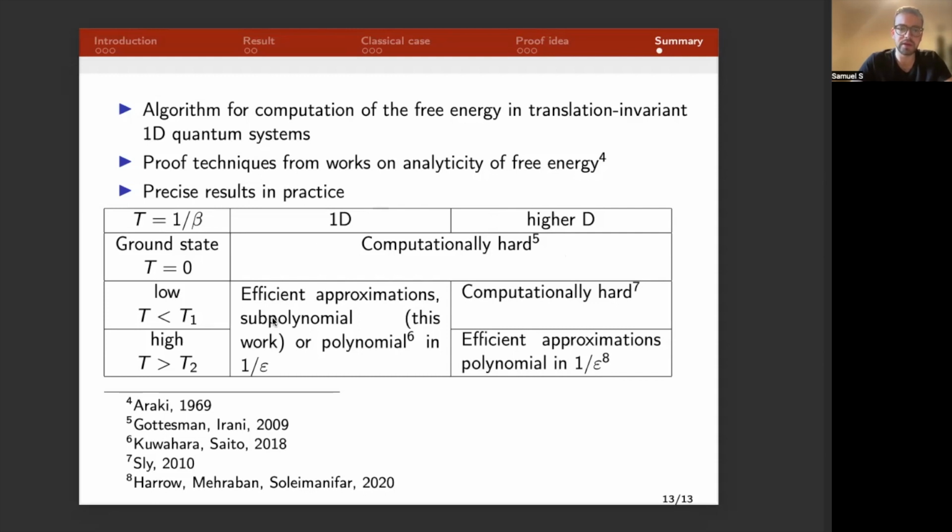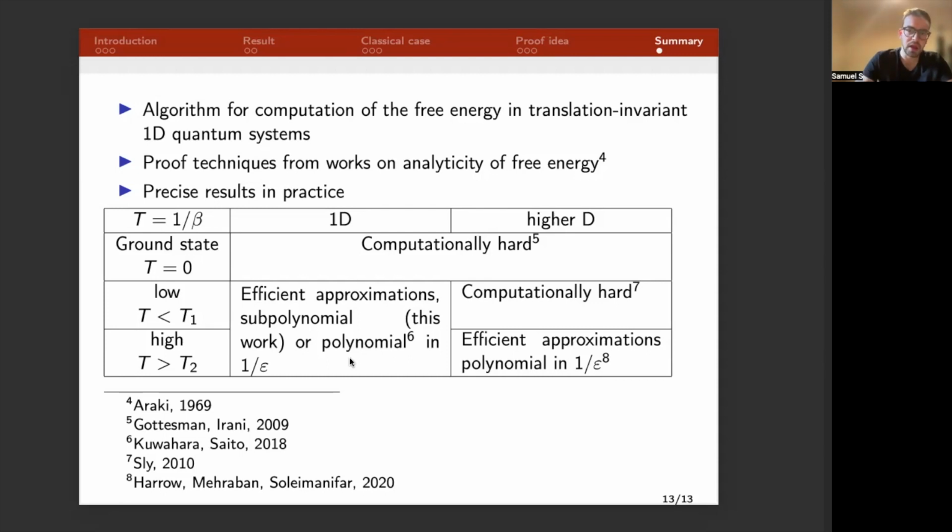Conversely, as long as you take any finite temperature, but you don't consider the runtime with temperature, just you fix the temperature and consider the runtime with the inverse error you want to achieve, then we do present efficient approximation algorithms, this one in subpolynomial time, and there's been previous work where this can be done in polynomial time in 1/epsilon. Actually, these other works also allow for non-translation invariant systems. In that case, it's also interesting to consider the runtime with system size, but that doesn't come up in our setting.